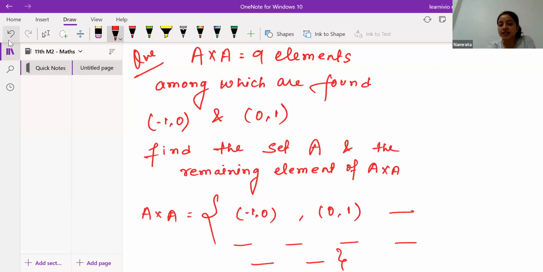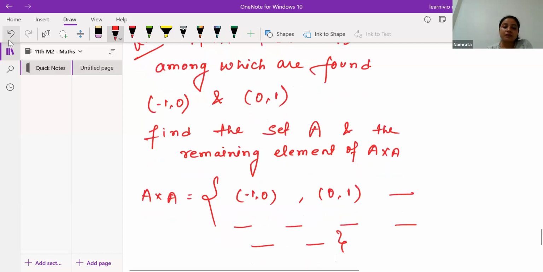We have to find set A, and we also have to find the remaining elements, the blank spaces which I have just given as fill in the blank. All the blanks we have to fill. So before that, we have to find set A. Okay.